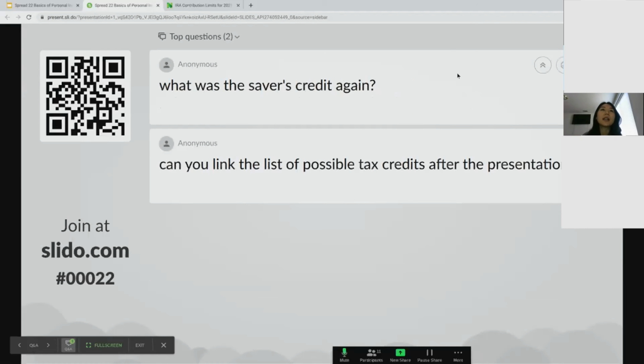What was the Savers credit again? So the Savers credit is a credit if you contribute to an IRA or an employer retirement plan and your AGI is less than $33,000, you would get a credit on your tax return for that. And I think it's around $1,000. So if you have AGI less than $33,000 and you contribute to retirement, you can get around $1,000 credit.